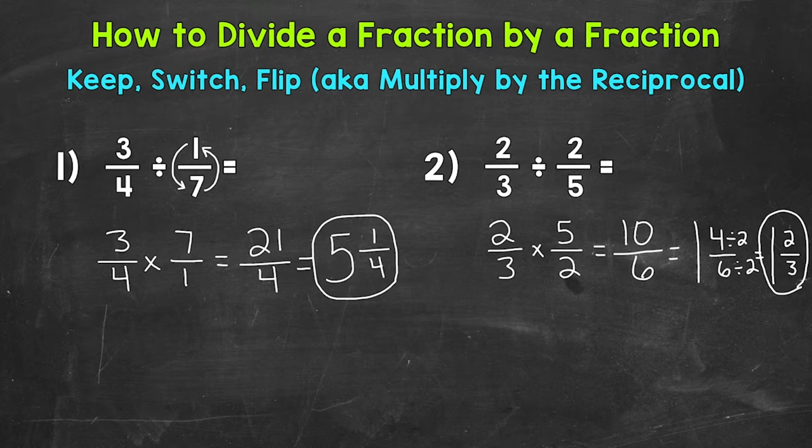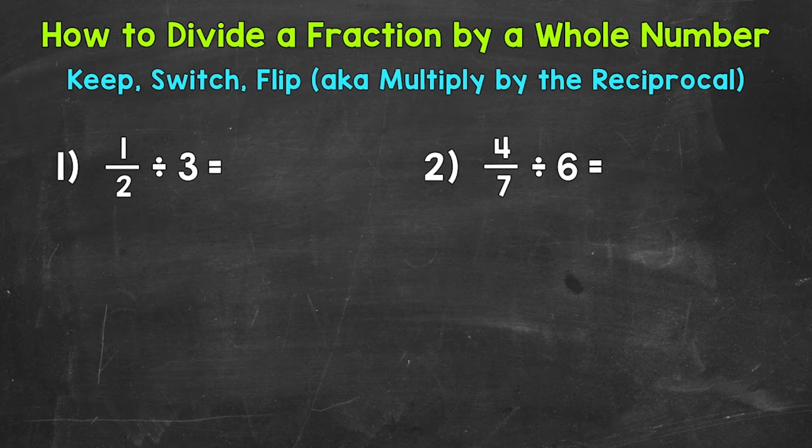There's how to divide a fraction by a fraction. Let's move on to dividing a fraction by a whole number. Now we will take a look at dividing a fraction by a whole number. Let's jump into number 1, where we have 1/2 divided by 3. So we are taking 1/2 and dividing it into 3 equal groups or parts.